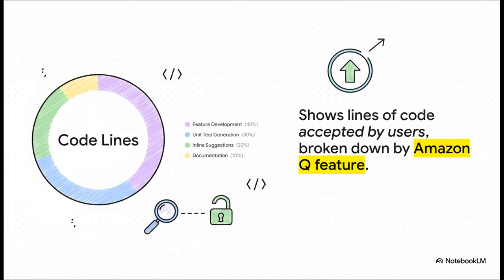Now, a chart like this is where the story really starts to come alive. It breaks down exactly which features your team is getting the most value from. So in this example, you can see feature development is the biggest slice of the pie. That's a huge win for productivity. But then you might notice, unit test generation is a little lower than you'd hope. That's not a bad thing. That's an insight. It's a signal that maybe you should run a quick workshop on that specific feature to boost adoption.